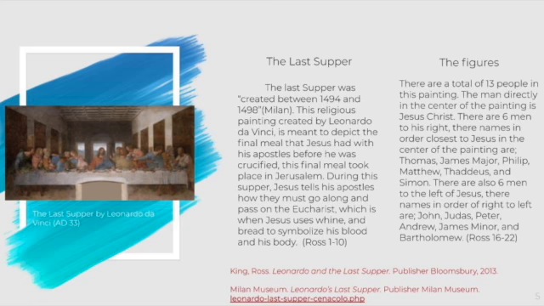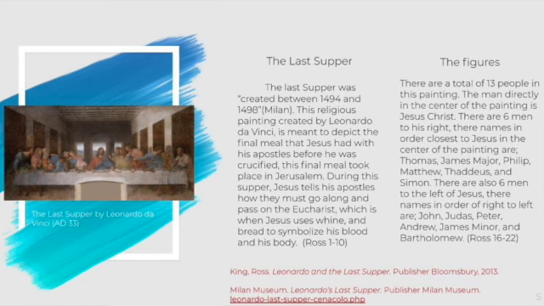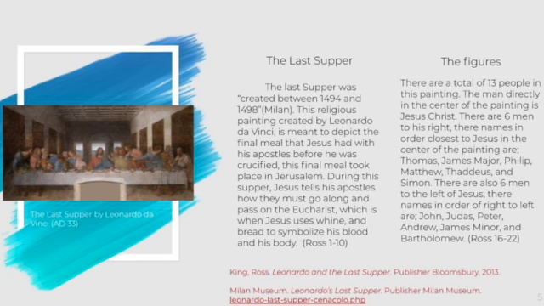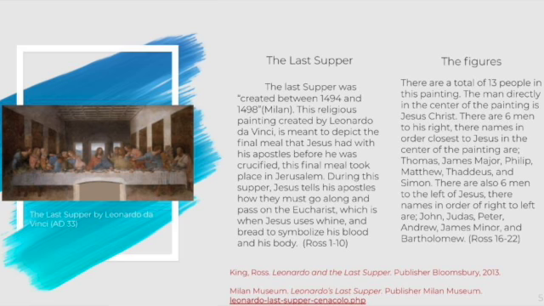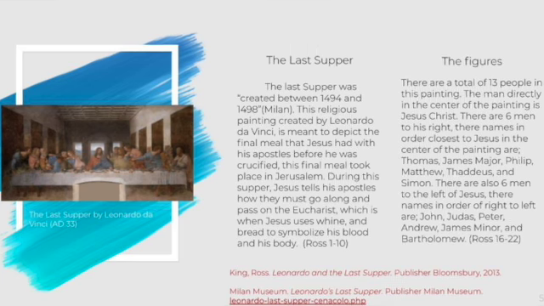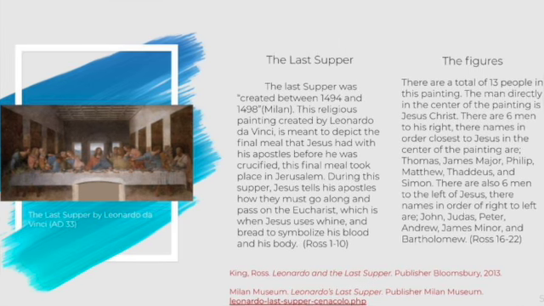they must go along and pass on the Eucharist, which is when Jesus uses wine and bread to symbolize his blood and his body. There are a total of 13 people in this painting. The man directly in the center of the painting is Jesus Christ. There are 6 men to his right.